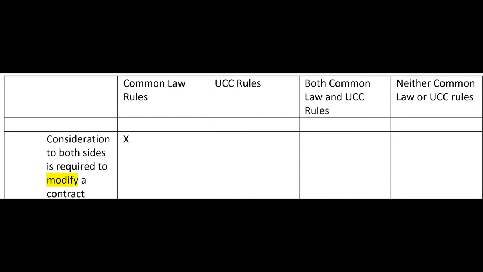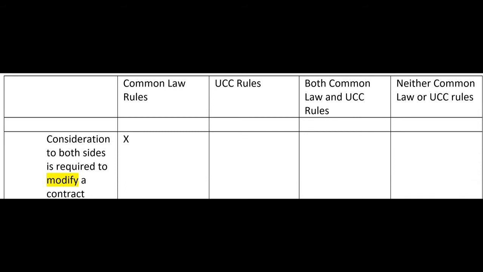For services, real estate, the sale of a business, if we want to modify, change the terms of a contract that already started, both sides would have to get something for that modification to be valid. But under the UCC, only one party has to receive consideration for modification to be valid. This is the one I think that they'd likely ask you. If I had to pick one of all the ones we did so far, maybe this one.